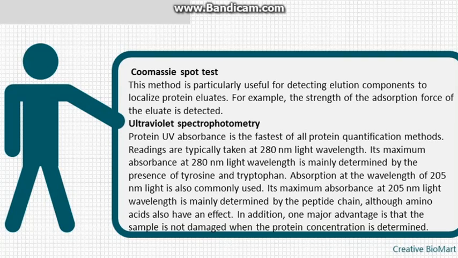Ultraviolet spectrophotometry. Protein UV absorbance is the fastest of all protein quantification methods. Readings are typically taken at 280 nm light wavelength. Its maximum absorbance at 280 nm is mainly determined by the presence of tyrosine and tryptophan. Absorption at the wavelength of 205 nm is also commonly used. Its maximum absorbance at 205 nm is mainly determined by the peptide chain, although amino acids also have an effect. In addition, one major advantage is that the sample is not damaged when the protein concentration is determined.